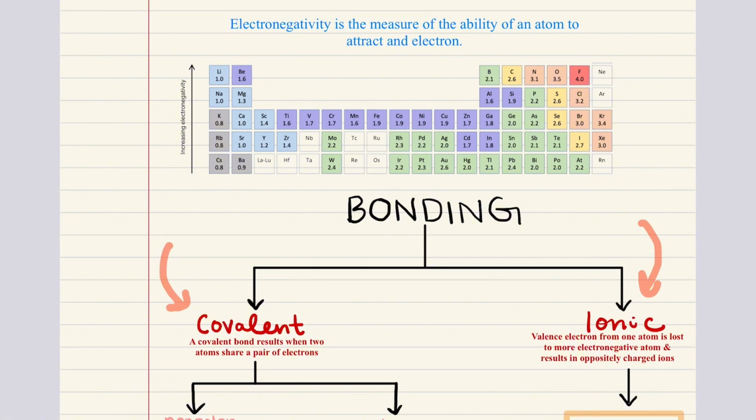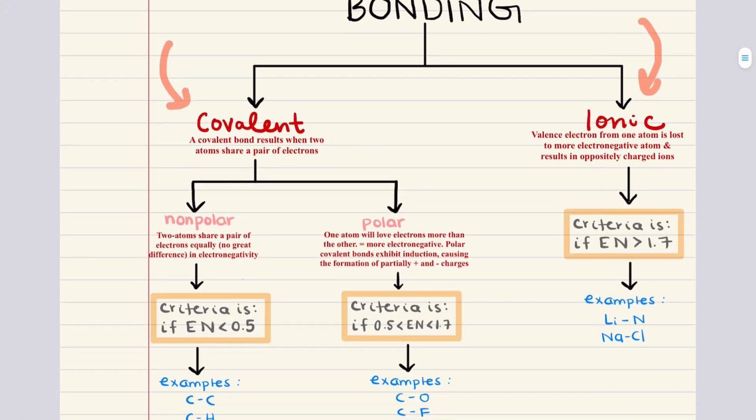Now, the question you should ask next is, what variable do we use to determine what kind of bonding is occurring? And the answer to that question is electronegativity. Electronegativity is the measure of the ability of an atom to attract electrons. Each atom has an electronegativity value, and when 2 atoms are forming a bond, the difference between their electronegativity values determines their bonding. With that, let's go ahead and work through this flowchart.